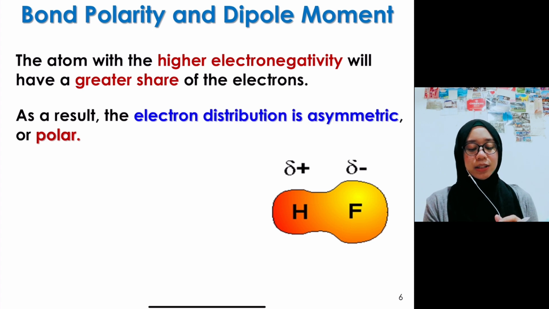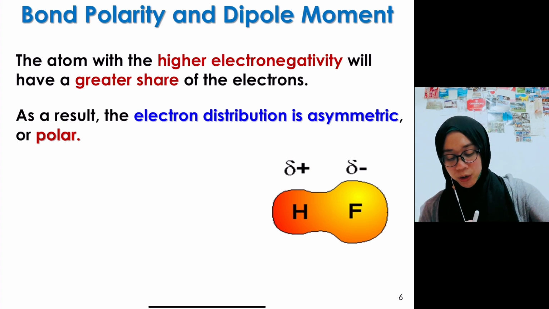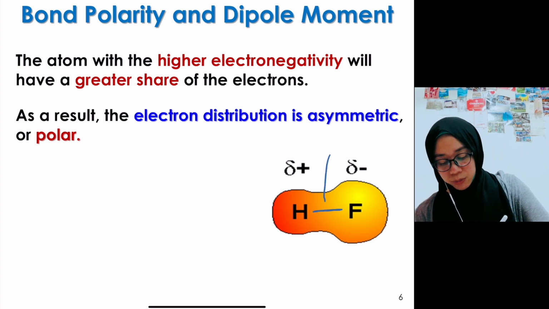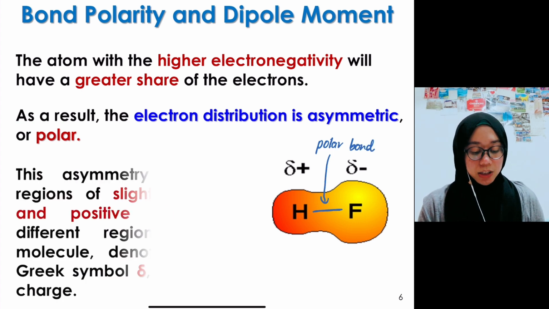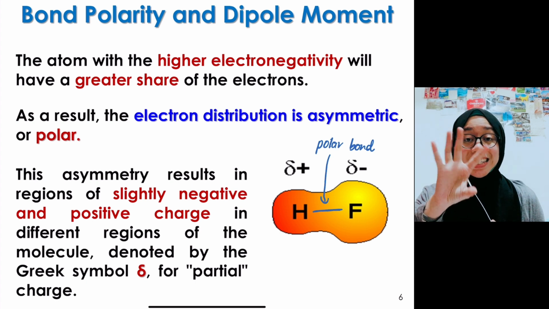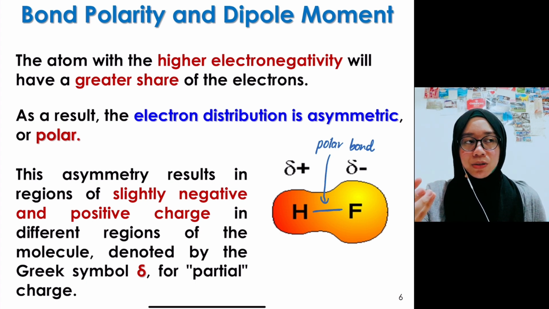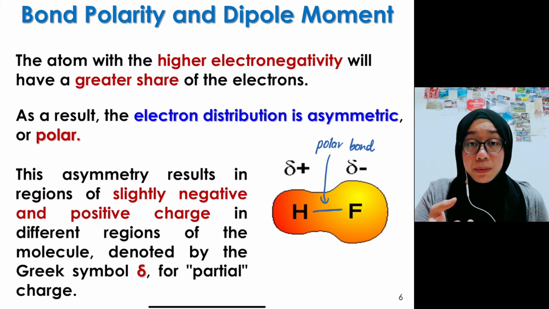Okay, so as a result the electron distribution is asymmetric or polar. Because after all hydrogen and fluorine have different electronegativity, so the bond in between diorang ni sebenarnya is what we said to be a polar bond. So this asymmetry results in regions of slightly negative and positive charge. Bear in mind, slightly. Slightly bermaksud dia partially negative, and then one side pula yang partially positive.